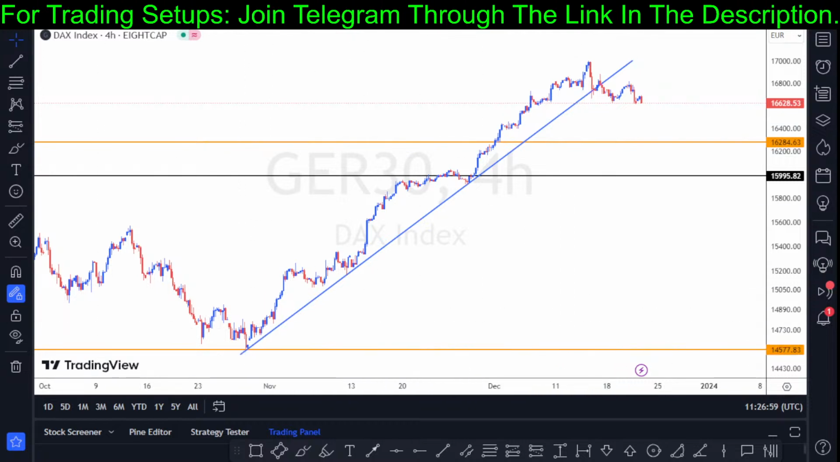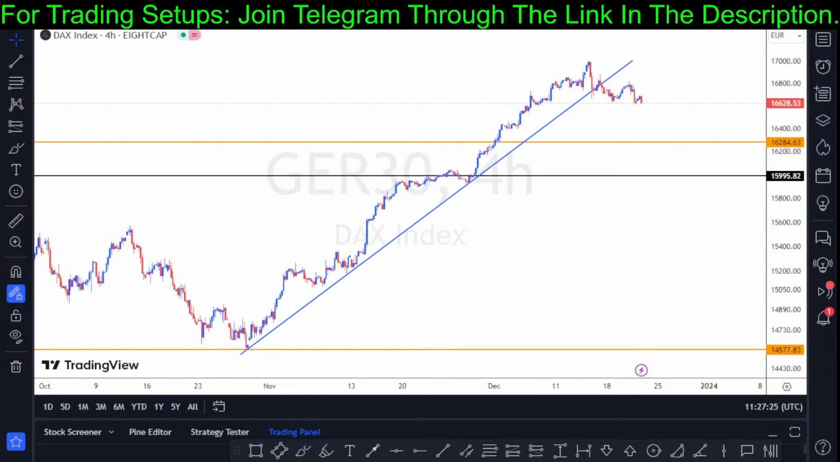We have the first test of the trend line at the price of 14,577. We have the second test at almost the psychological level of 15,200. We have the third test of confirmation at the price of 15,800. Based on the fourth test, price broke this level, so we're having a bearish interest.